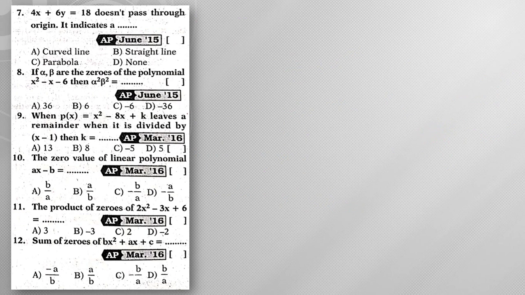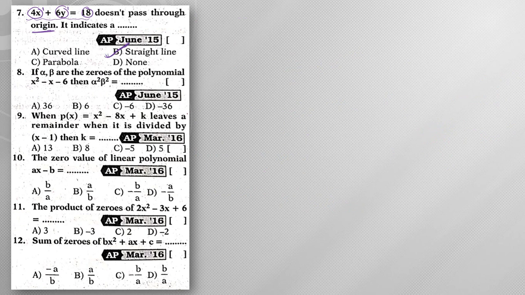4x plus 6y is equal to 18 does not pass through origin. He is saying that it is not passing through origin, because when you substitute 0 in the place of x and y, then you should get the value as 0, but we are not getting the sum as equal to 0, right? So what does it represent? If you observe, it is in the form of ax plus by is equal to c, which has power 1. When you have power 1, it is nothing but a straight line. It is a straight line.